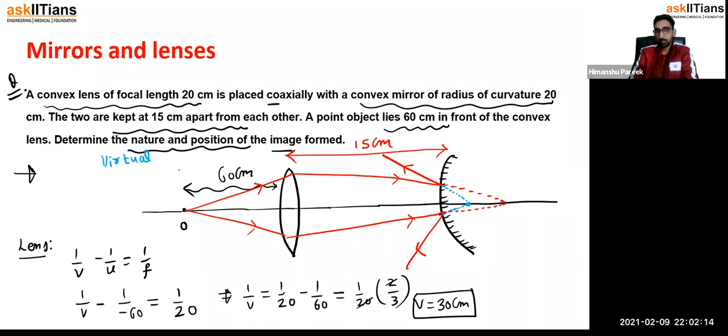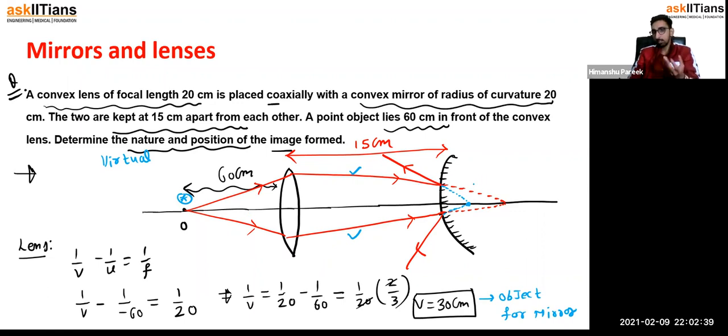It will be a virtual image. Now what's the position? So for that I need to take the object distance. For the convex mirror, it's a virtual object now, because this image will act like an object for the mirror. Because what is the mirror getting? The mirror is not getting the rays from here. The mirror is getting these rays. So these rays would act like an object for it.